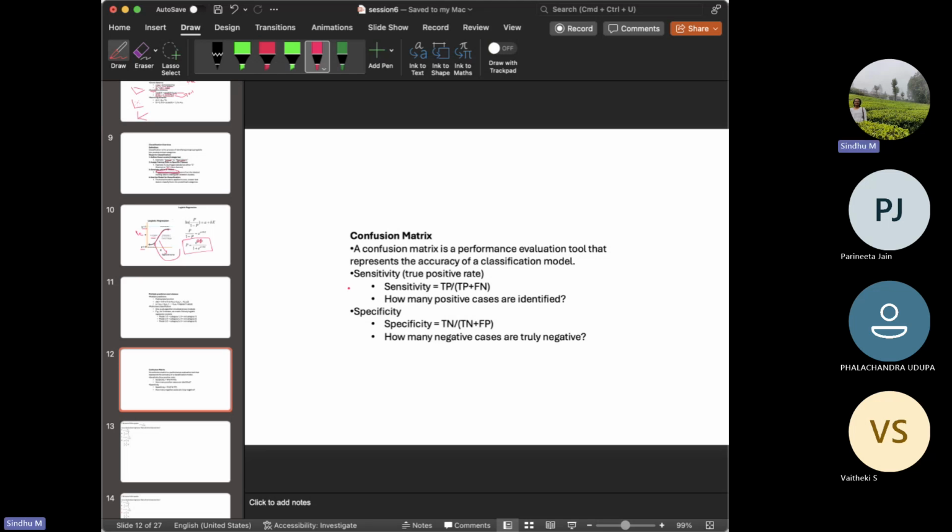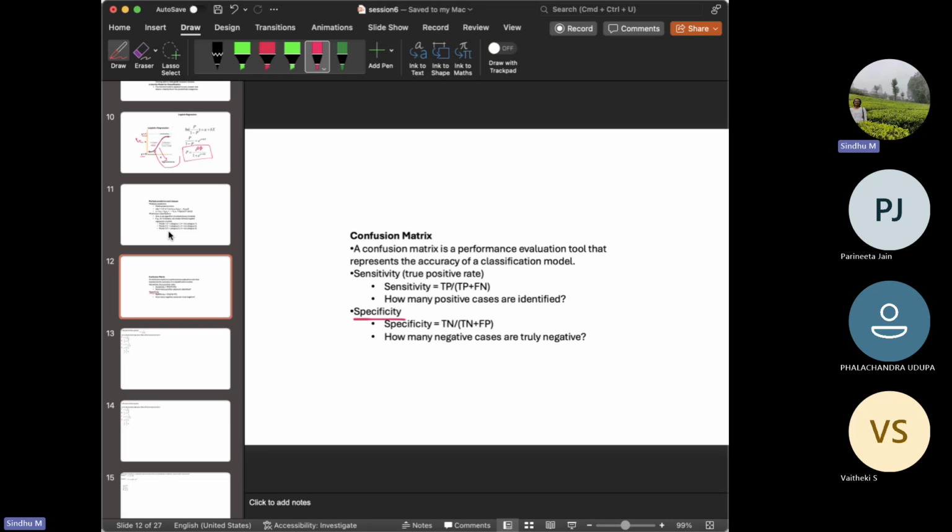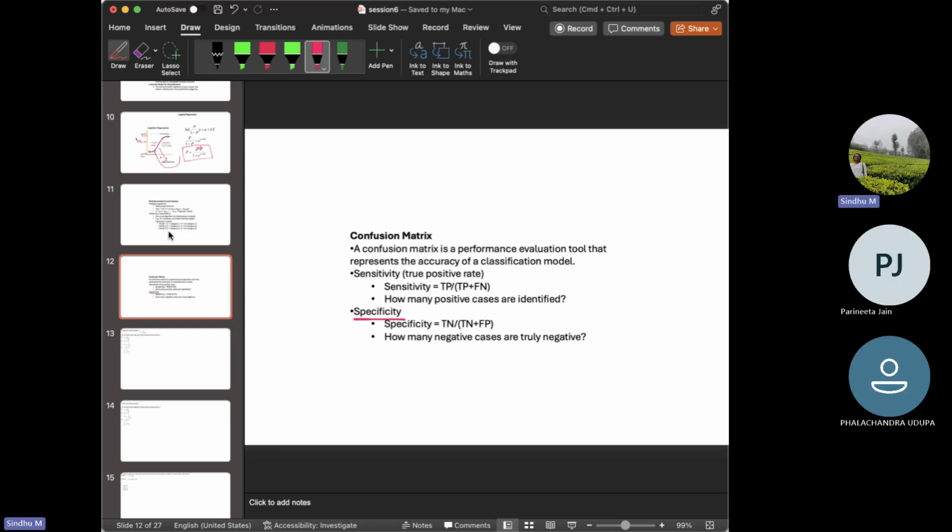And similarly, the second is specificity, where true negative means, maybe the model is saying that 50 of them are non-cats, but in reality, 60 of them are non-cats. So that would be the true negative value. So that is measured with specificity. So these were the important concepts discussed in the lecture.